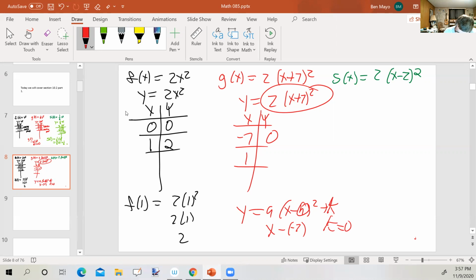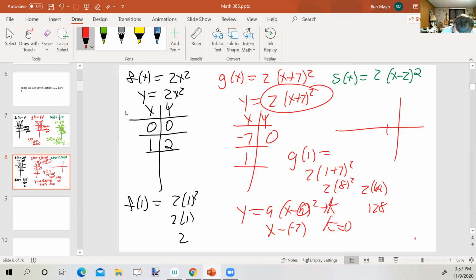And what if x is 1? Then I get, let's see, g of 1 would be 2 times 1 plus 7 squared, 2 times 8 squared, 2 times 64. Wow, is that 128? Is that right? Oh, that's kind of ridiculous, isn't it? So here's a way we can get a nicer number. Consider this, okay? If the vertex is all the way over here at -7, 0, wouldn't it be better to pick values close to the vertex rather than just going back to 1?